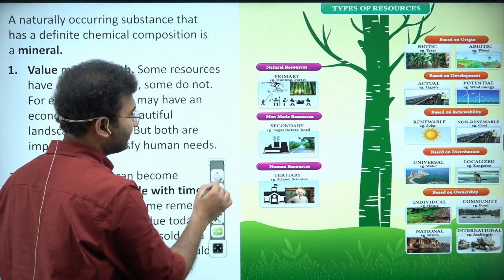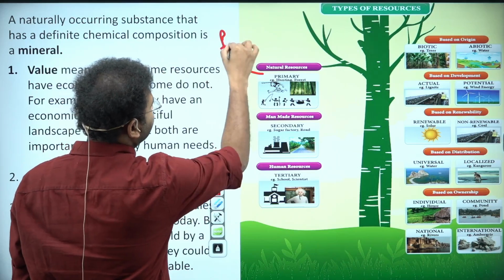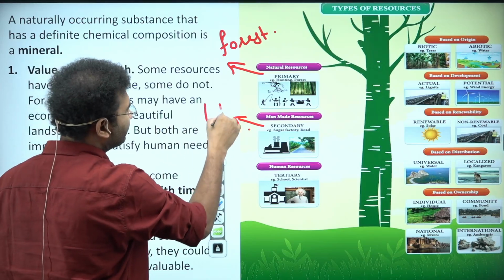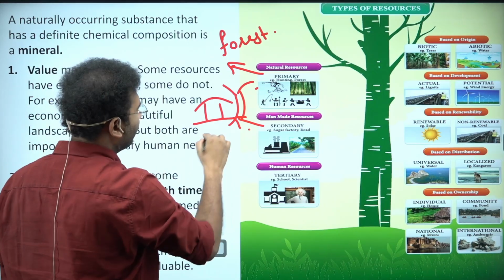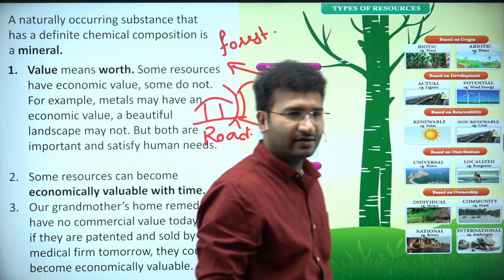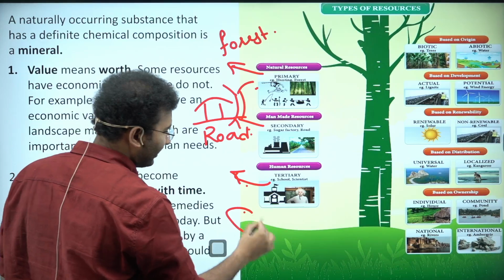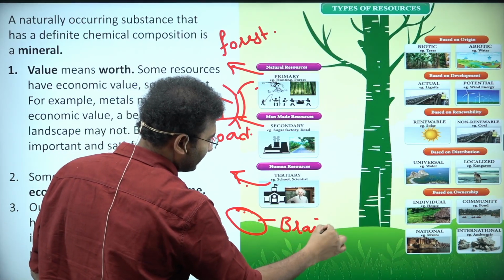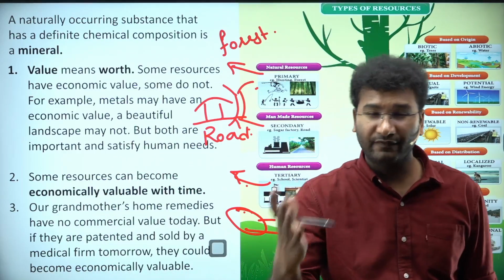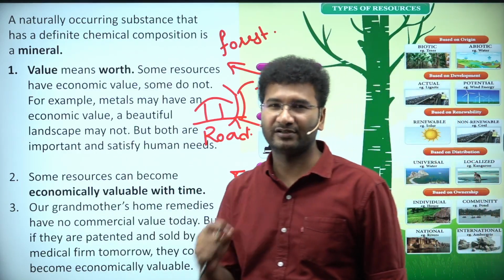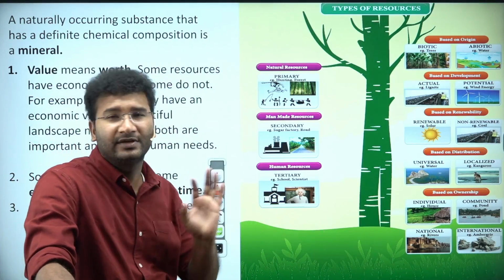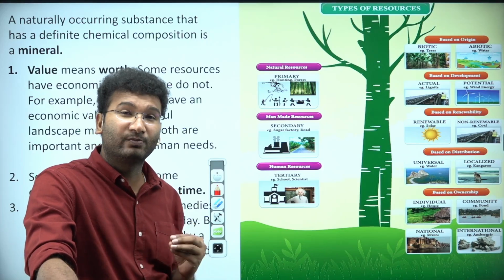Natural resources are something available in nature, like the forest. And for man-made resources, an industry is a man-made resource, right? A road is a man-made resource. Likewise, human resources are your schools, right? Even the brain that you have is also a human resource. Likewise, a dancer's dancing capabilities are human resources, or your office people's skills are human resources, right? So in a nutshell, the resource classification can be done on multiple bases, right?